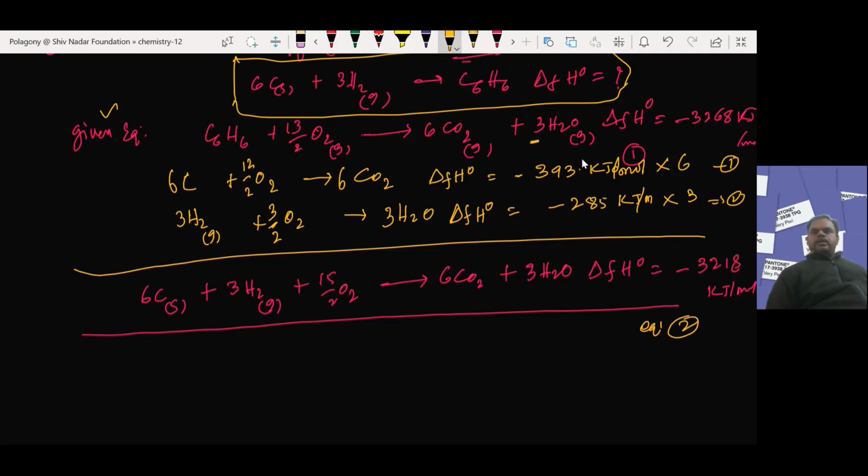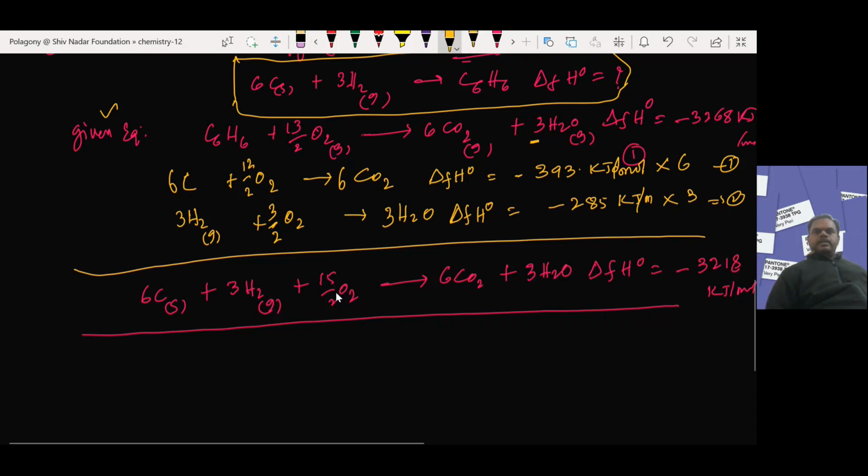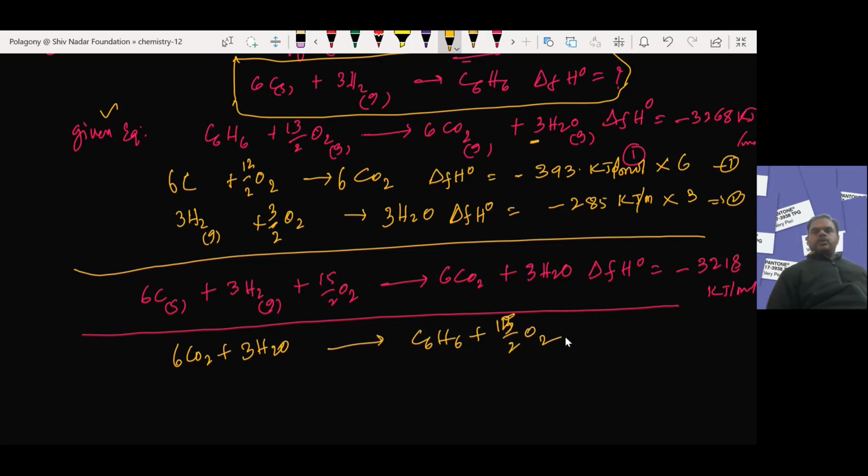Now the first equation says C6H6 plus 13 by 2 O2 gives rise to 6CO2 plus 3H2O, and the enthalpy change is -3268 kilojoules per mole. If we invert this equation, we get 6CO2 plus 3H2O gives rise to C6H6 plus 15 by 2 O2.